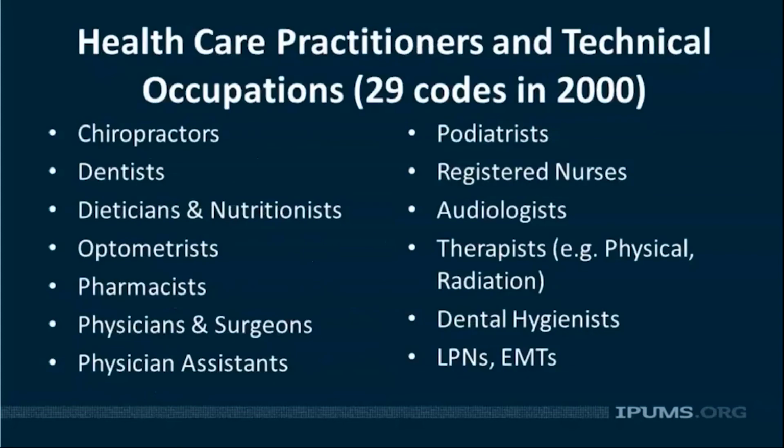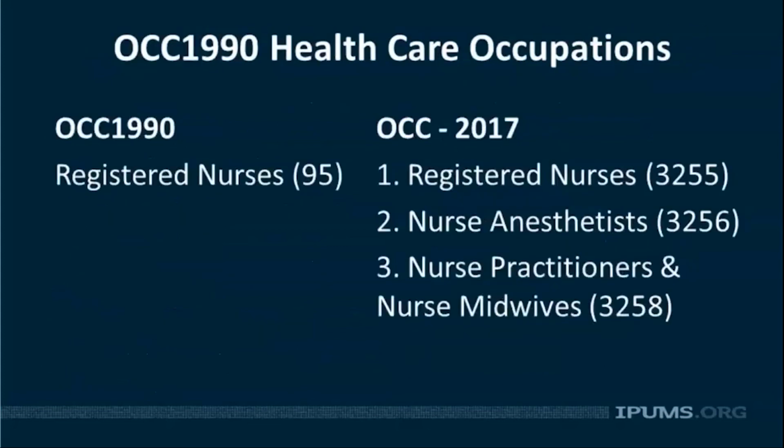And these are some of the healthcare practitioners and technical occupations that were identified in 2000, just to give you a sense. So there are chiropractors, dentists, pharmacists, LPNs, registered nurses. There are a whole slew of them. There's quite a bit of detail there. In contrast, in 1990, there were 24 health occupations. So this is fewer than the 35 that were in 2000 and 42 in 2017.